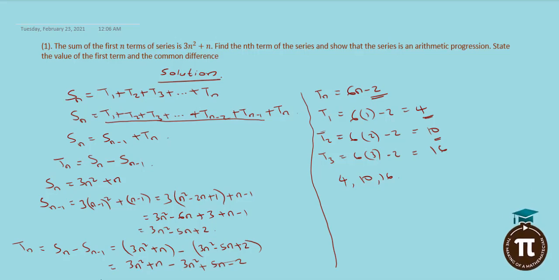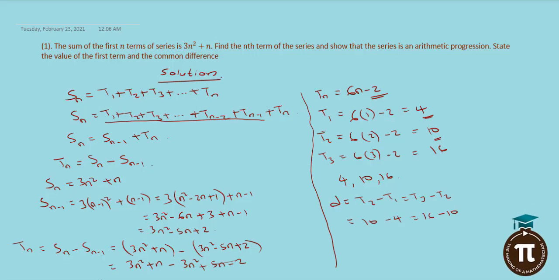The number is increasing by 6. What you are to do is find the common difference and show that the common differences are the same. D is equal to T2 minus T1, and it's also equal to T3 minus T2. So this is equal to 10 minus 4, and it's also equal to 16 minus 10. The answer is 6. So it's an AP.